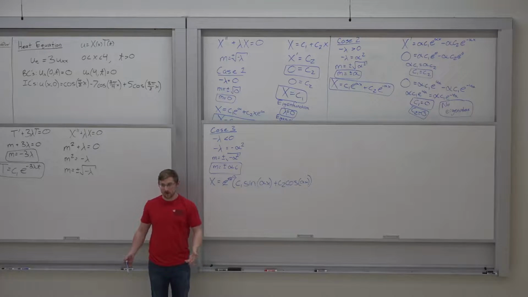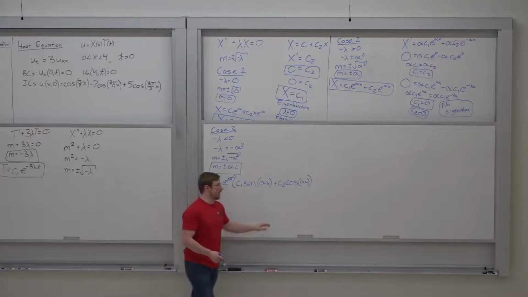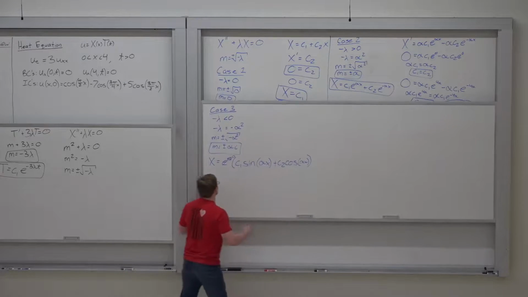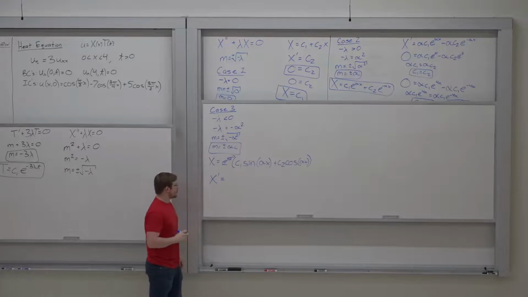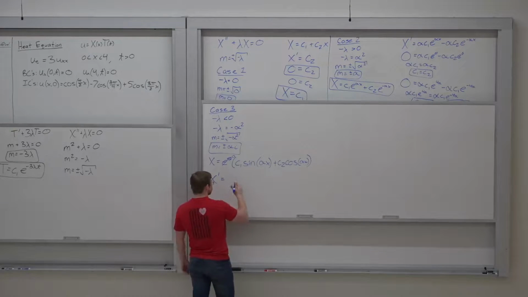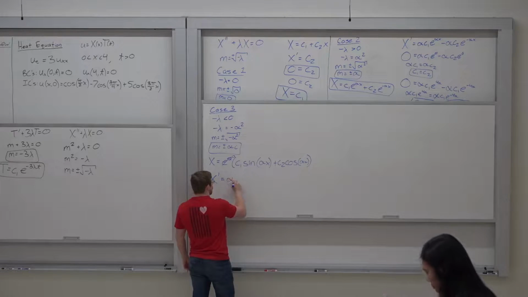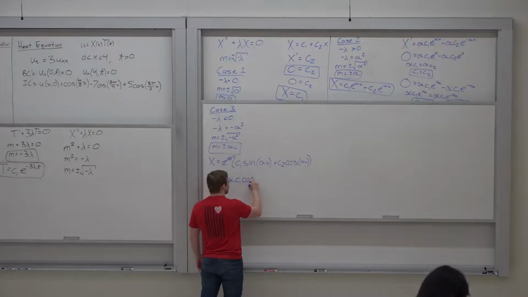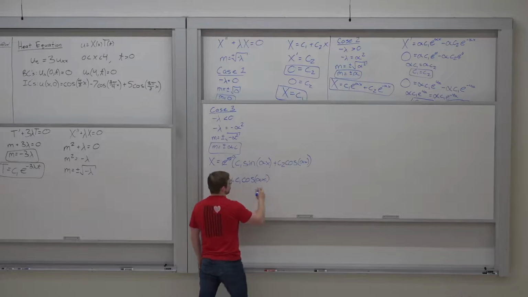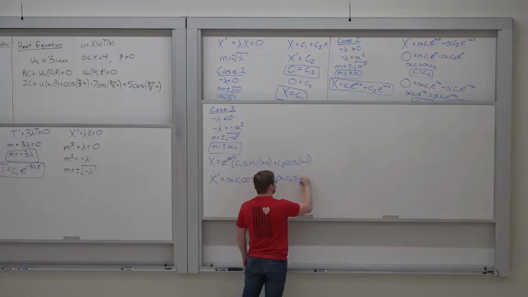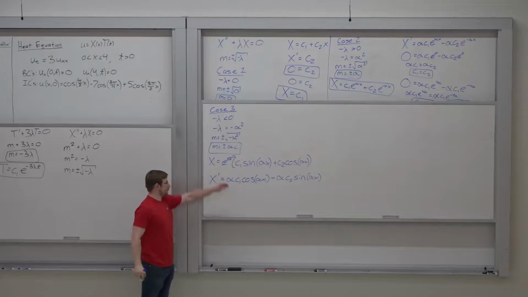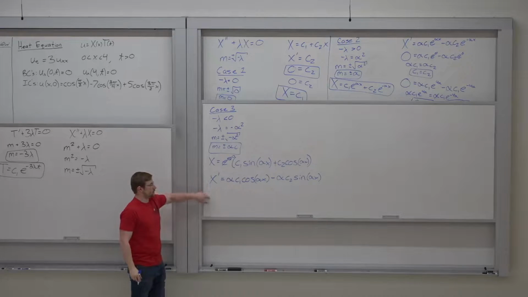Now, just like we did with case 1 and case 2, let's plug in our boundary conditions. So the first thing I have to do is take my derivative. So we have capital X prime is equal to alpha C1 cosine of alpha x minus alpha C2 sine of alpha x. So that's just taking the derivative to get here.